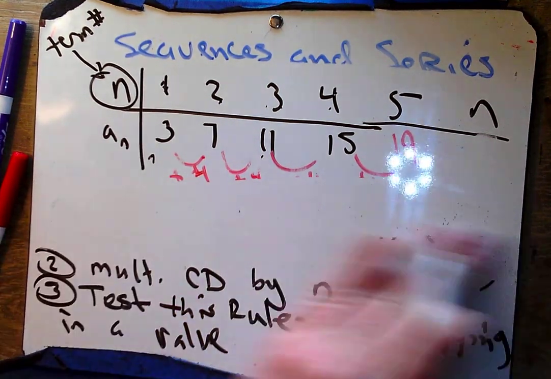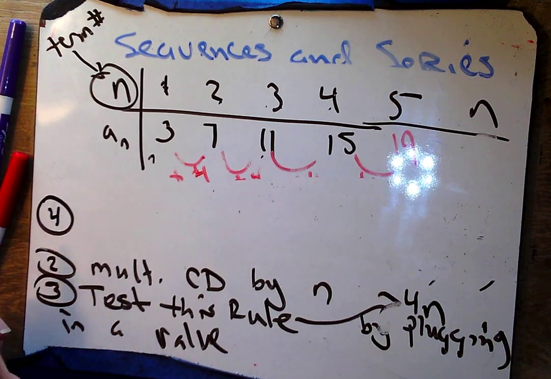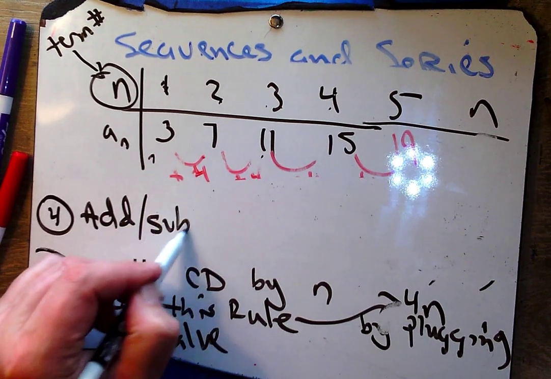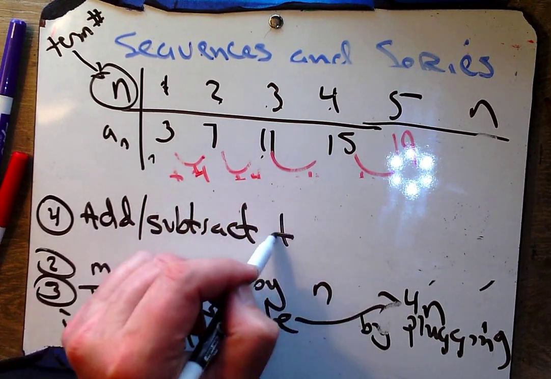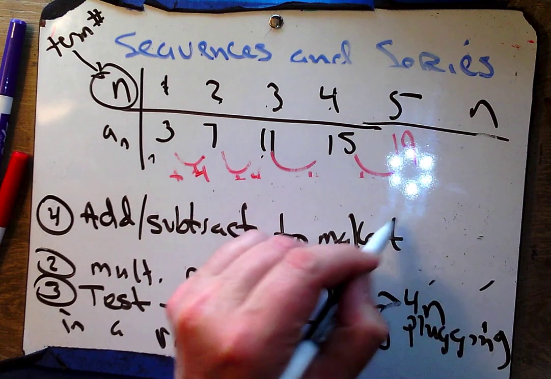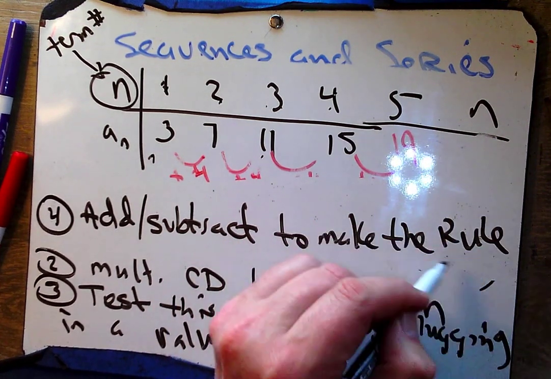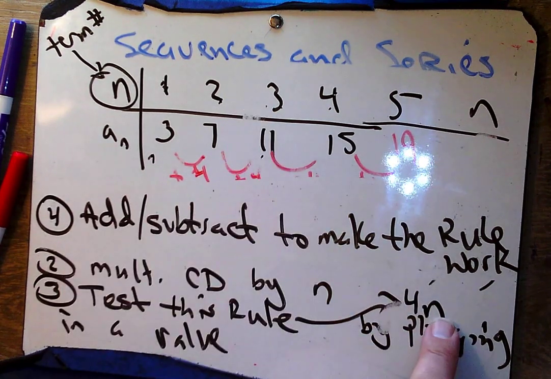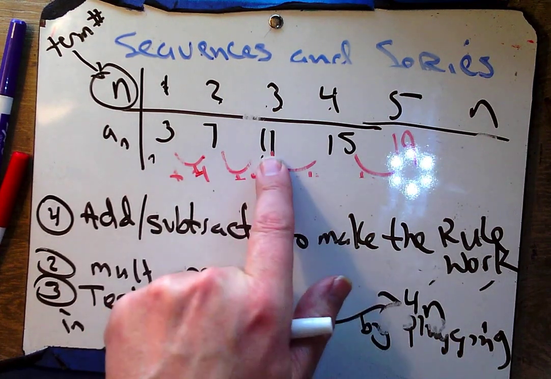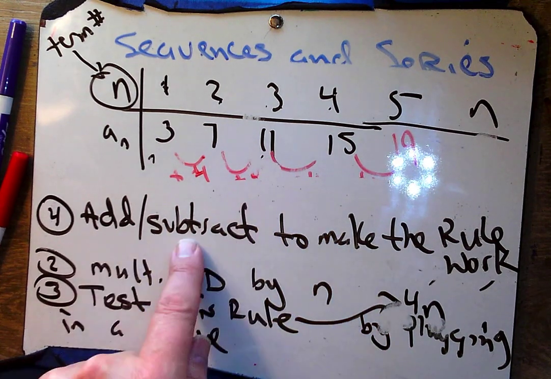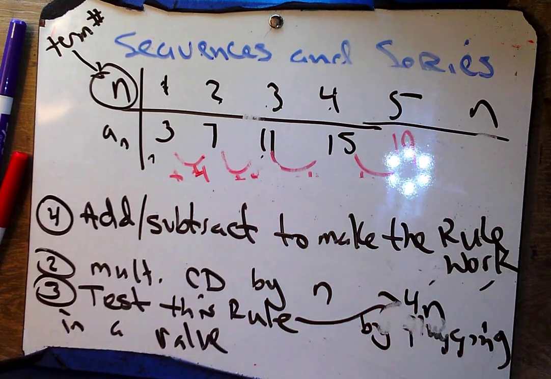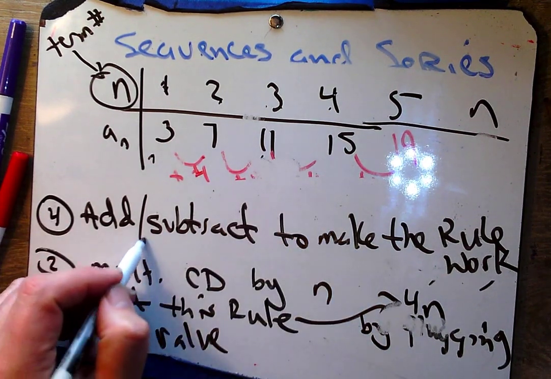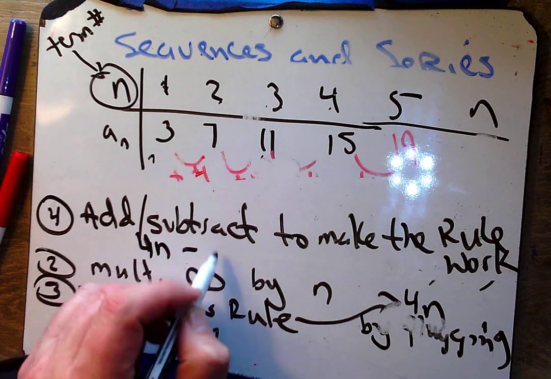Well, the next thing I'm going to do then is step 4, and I know this is hard for many of you, but I want to add or subtract to make the rule work, right? So we plugged in 3 for n. 3 times 4 is 12, but I got 11. So what do I need to add or subtract to make that rule work? I got 12, I want 11. Okay, so I'm going to go with 4n minus 1.